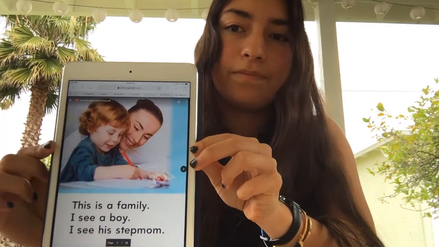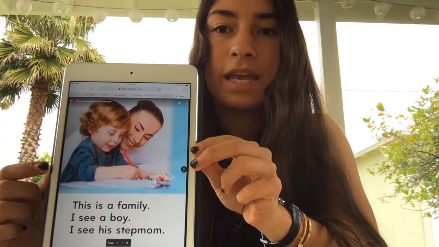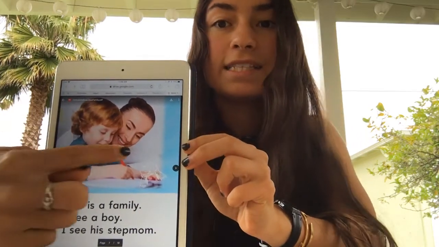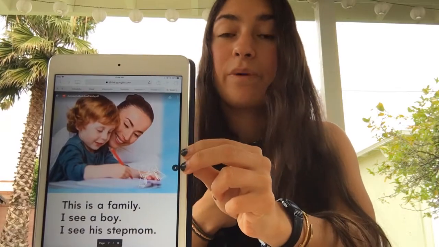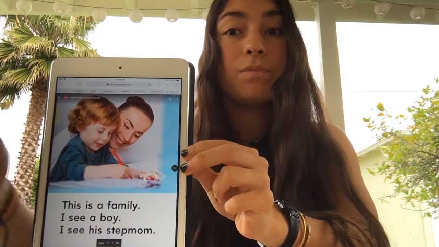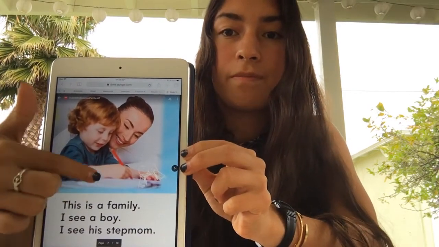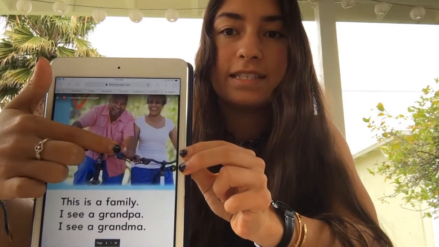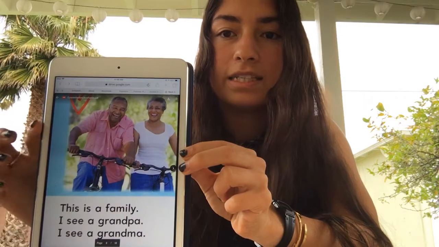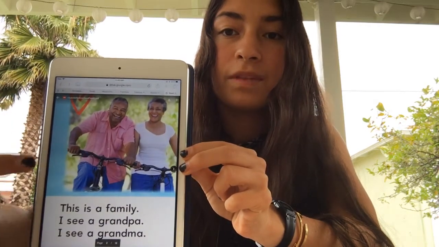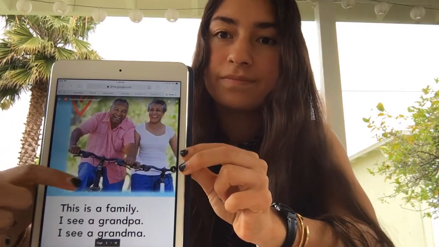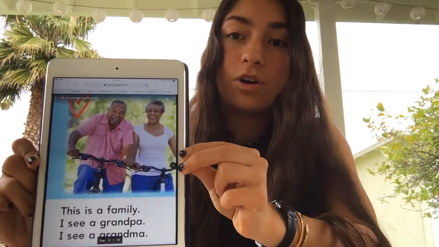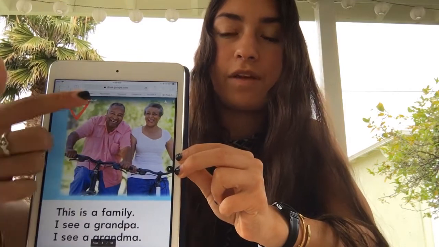This is a family. I see a boy, and I see his stepmom. Oh, so in this family, he has a stepmom. And that's different from mine because I don't have a stepmom. But some people do, just like this boy. This is a family. I see a grandpa. I see a grandma. And some people get to know their grandparents, some people don't. We're all different. So this is their family.